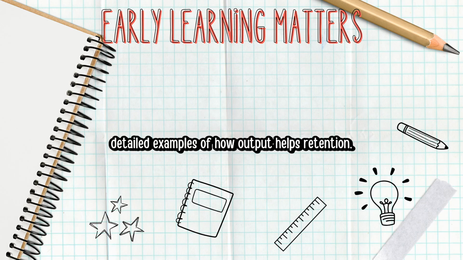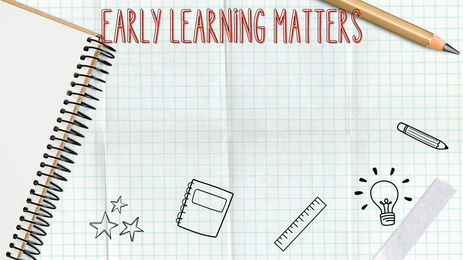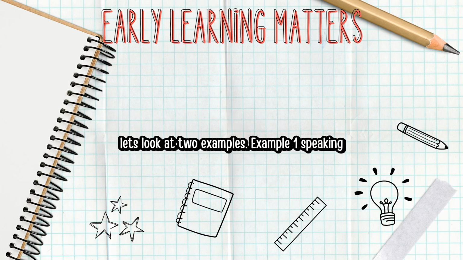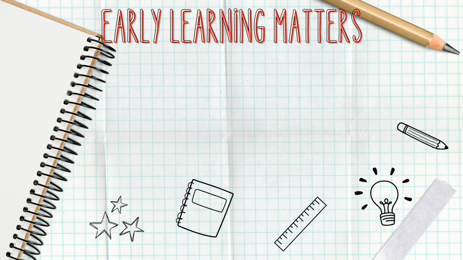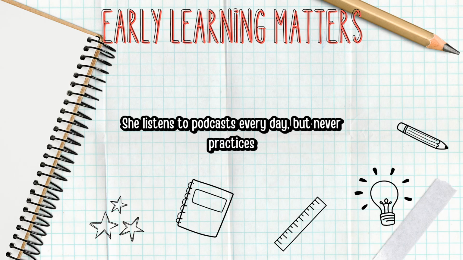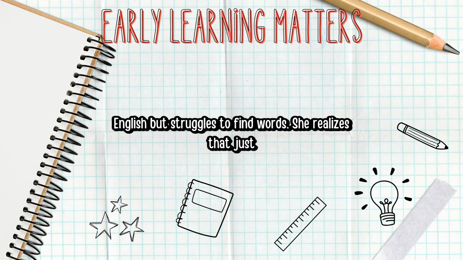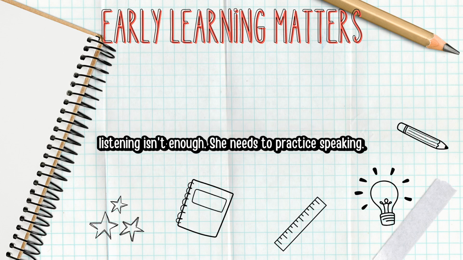Long, detailed examples of how output helps retention. To see how output improves language skills, let's look at two examples. Example 1. Speaking practice. Maria is learning English. She listens to podcasts every day but never practices speaking. One day, she tries to have a conversation in English but struggles to find words. She realizes that just listening isn't enough. She needs to practice speaking.